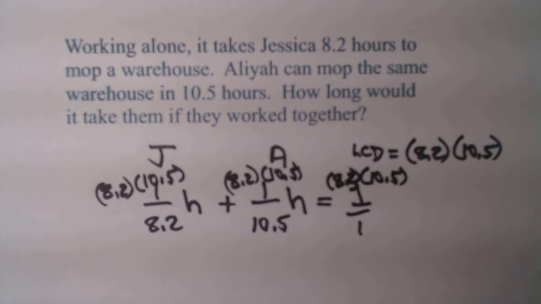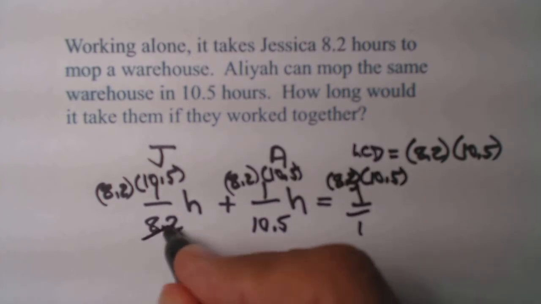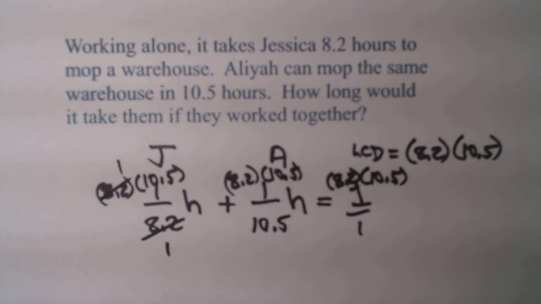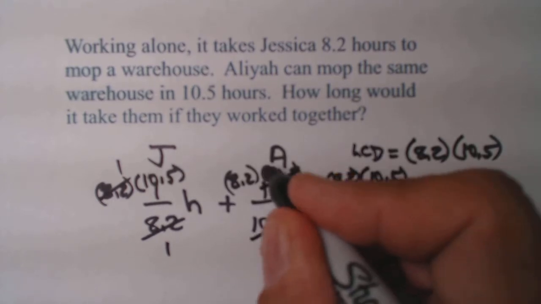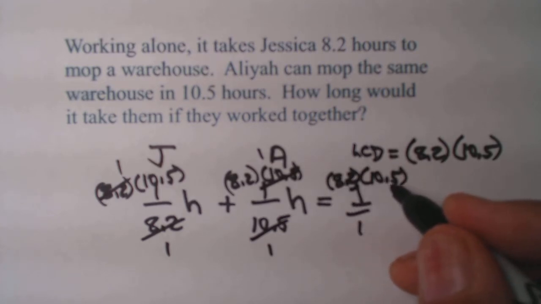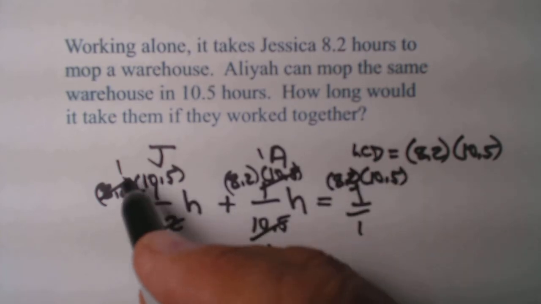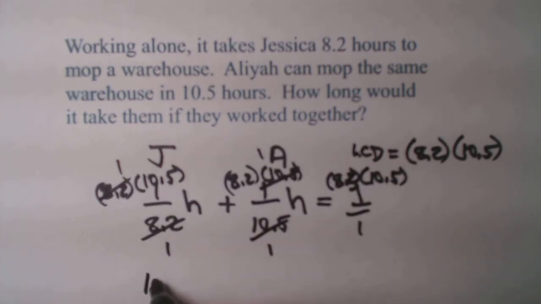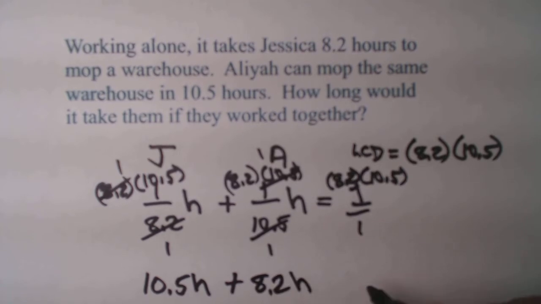Okay, well, go ahead and reduce out the denominators. 8.2 goes once here and once there. 10.5 goes once here and once there. The last guy, we already had a 1 downstairs, so the full 8.2 and 10.5 remain. Okay, put the leftovers together. 1 times 10.5 times h, 10.5h, plus 1 times 8.2 times h equals 8.2 times 10.5. Again, we'll leave that indicated.